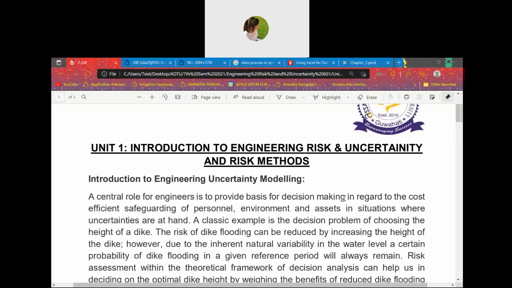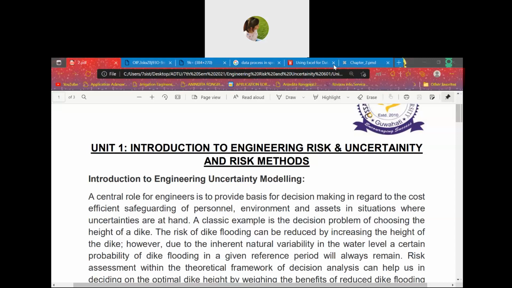A central role for engineers is to provide a basis for decision making relative to the cost efficient safeguarding of personnel, environment and assets in situations where uncertainties are at hand. So the main role of any engineer in the case of uncertainty or decision making is basically related to cost efficient safeguarding, that is protecting the personnel, personal property or assets, and environmental assets in situations where uncertainties are at hand.